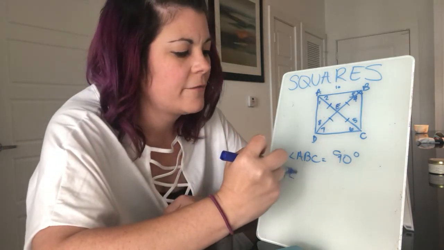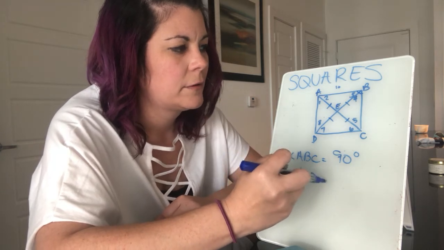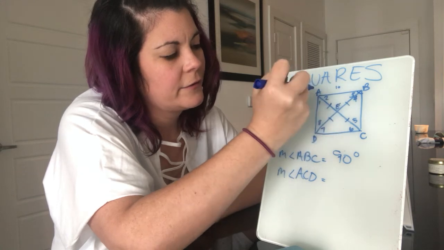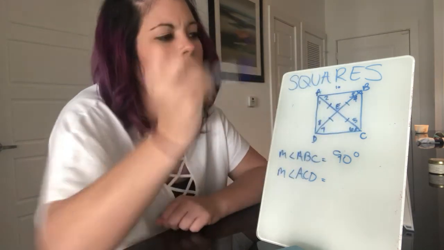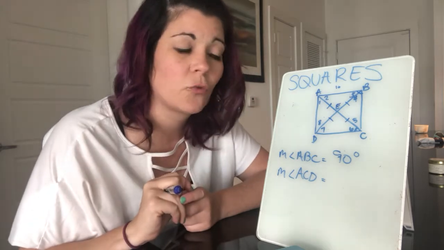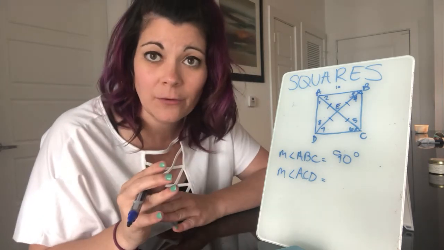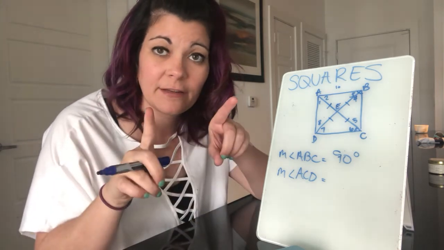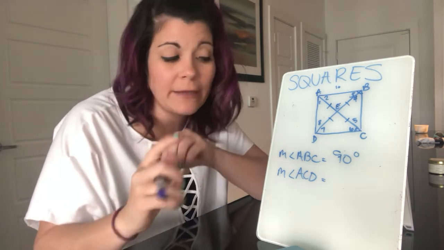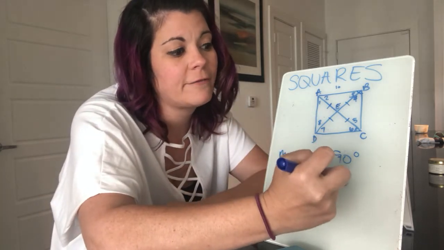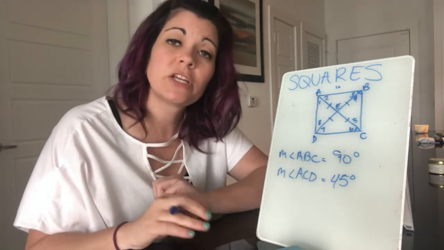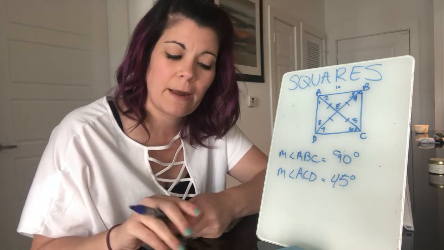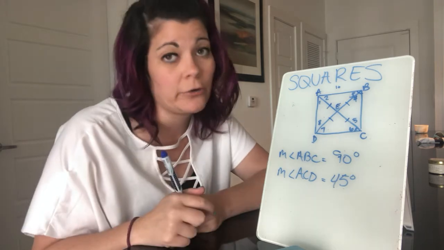Let's do the measure of ACD. So ACD is this little angle right here. We know one of the properties of a square is that the diagonals bisect the angles. If we know the angles are all 90 degrees, and it bisects it, that means it splits it into two congruent angles. So 90 divided by 2 is 45. So 45 degrees. So make sure and go over those properties again and those definitions of a square, and use those in your proofs that you're doing in your class.